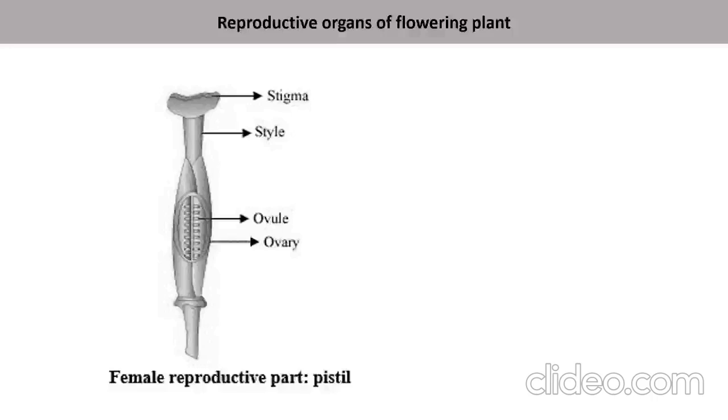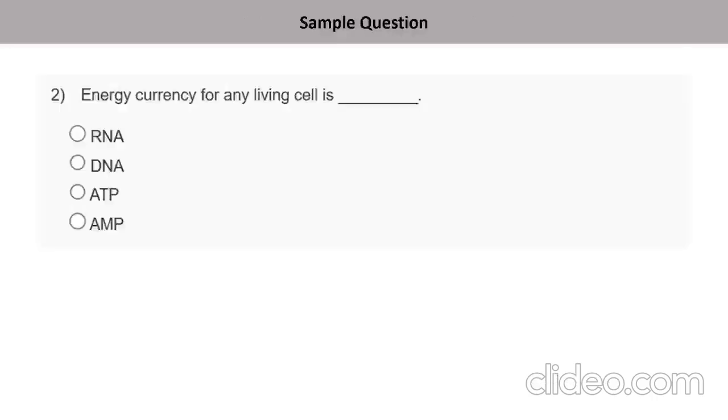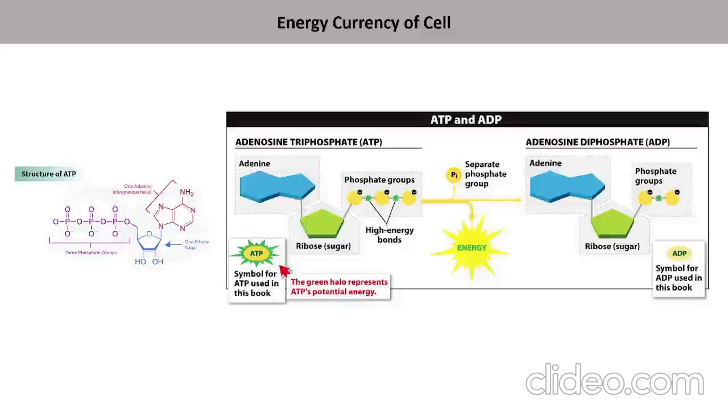Now let's go ahead with the next question. What is the energy currency for a living cell? Can anyone answer this? ATP, ma'am. Adenosine triphosphate. ATP, correct. So ATP is the answer to this question. Now let's understand a little basics about ATP. So the full form of ATP is, does anybody want to answer or should I just say it? Adenosine triphosphate. Correct.